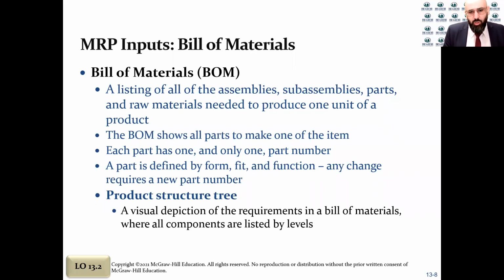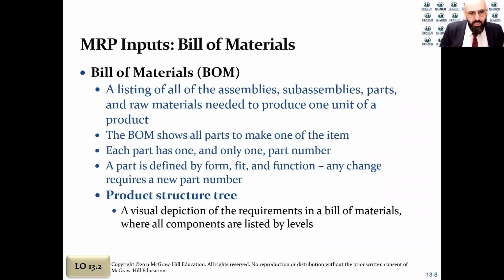The bill of materials shows all parts to make 1 item. Each part has 1 and only 1 part number, so you can't find a part number used for 2 products. A part is defined by form, fit, and function, and any change requires a new part number.